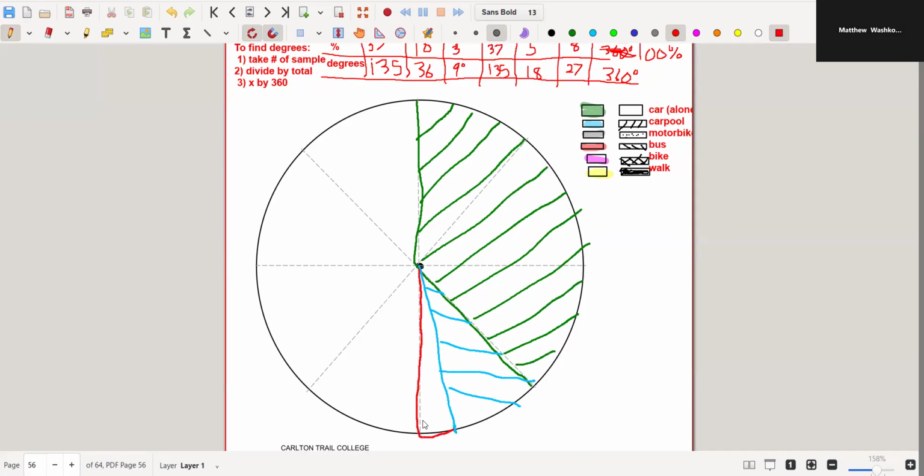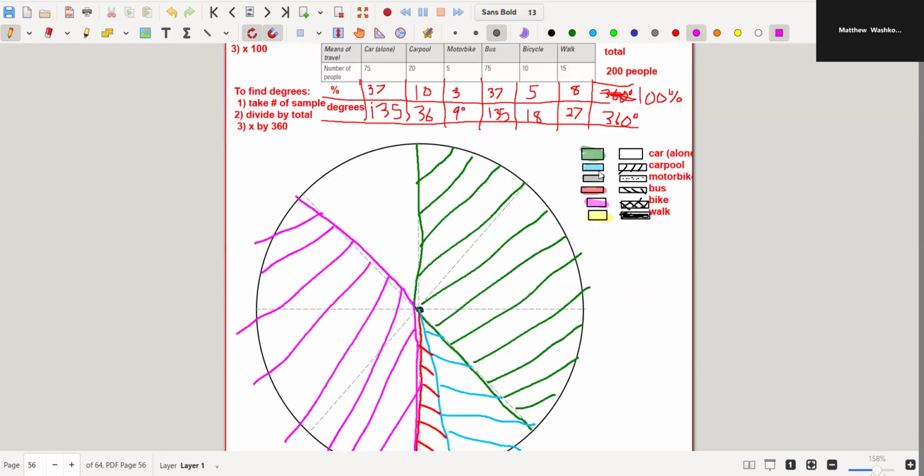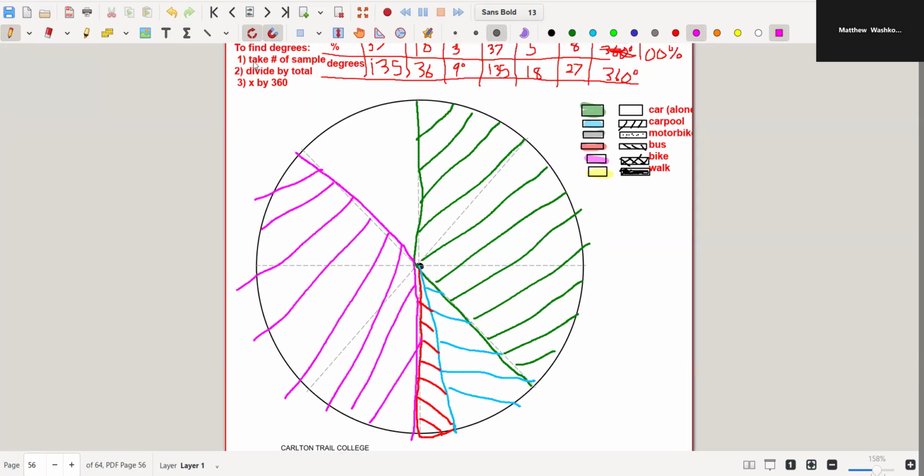And again, it doesn't have to be perfect. It's pretty difficult. We're not giving you guys compasses this year. So next is 135. Well, I know that before that was 1, 2, and 3 full sections. I start with a full section. So I'm going to do that. 1, 2, 3, right here. And right here. Then I have people who bike and walk. So biking is 18 degrees. So if this is a whole 45, half of this is about 27 and a half, a little bit less than half of it here.